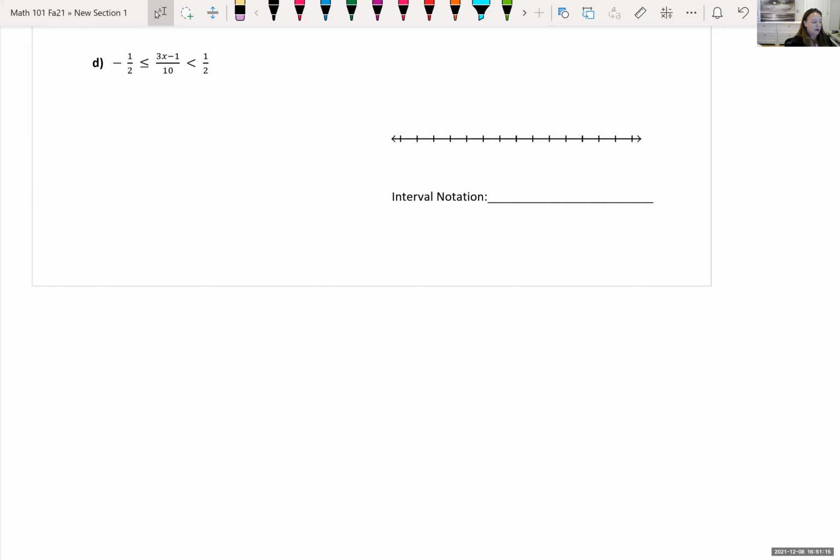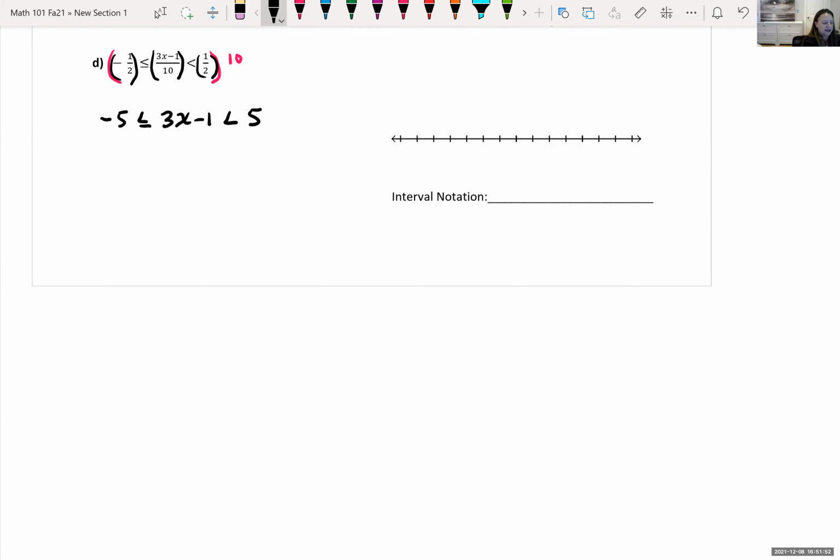Okay, so for this compound inequality, let's start by getting rid of the fractions. And so let's multiply every single piece by 10. If we multiply this negative 1/2 by 10, we get negative 5. This is less than or equal to. When we multiply this 3x minus 1 over 10 times 10, the 10s cancel, and we're just left with the numerator 3x minus 1 is less than, and then 10 times this 1/2, well, 2 goes into 10 5 times.